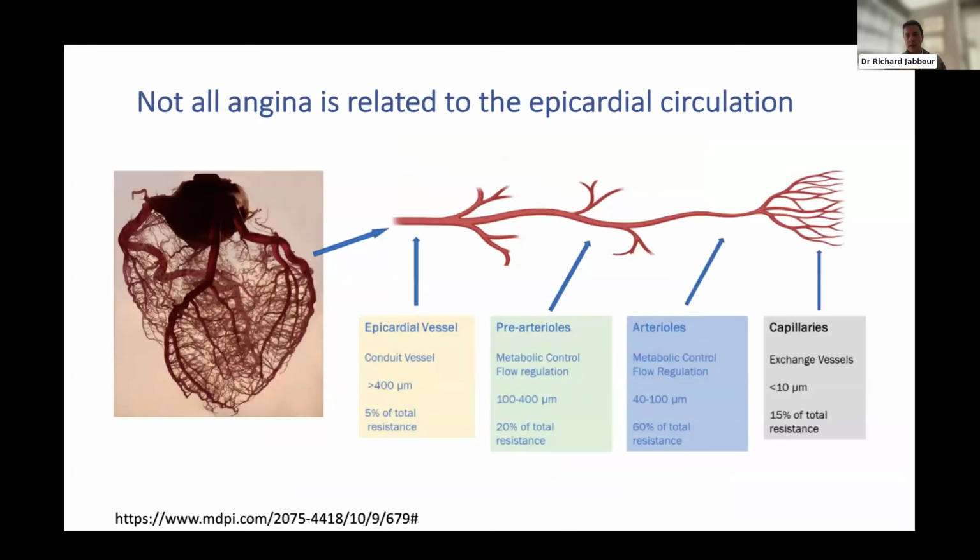And even as cardiologists, when we get referred someone with classical angina, we often think of it as being related to the epicardial system. So, for example, one of the major blood vessels, such as the left anterior descending artery, having a severe stenosis, that could be treated with stenting if needed.